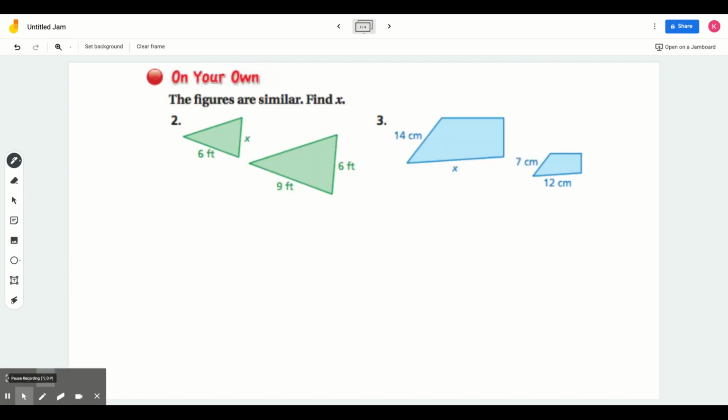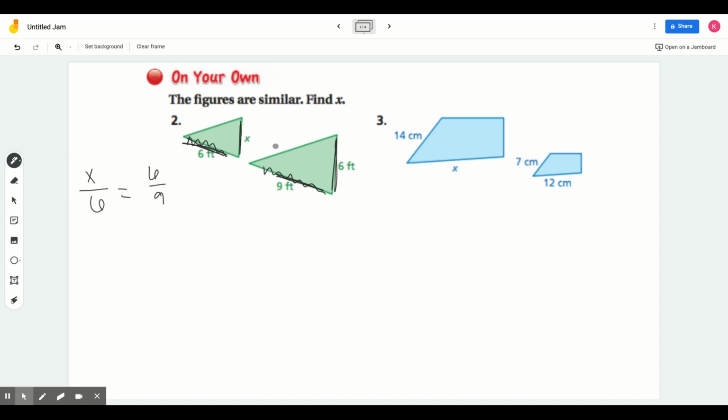On these next examples, it's telling us the figures are similar. We already know that. It's telling us that in the directions. So, knowing that they are similar, find the missing side length. We can do this by setting up a proportion. The base of this triangle is x to a side of 6. We want to compare that to the base and the side, so 6 to 9. It's important that you have the corresponding sides matched up.